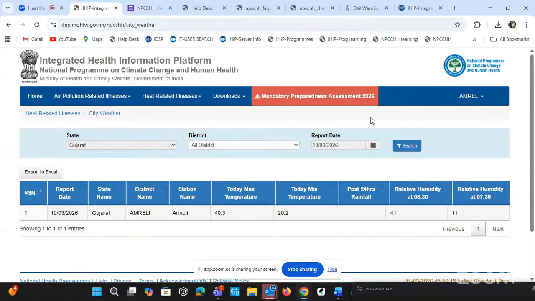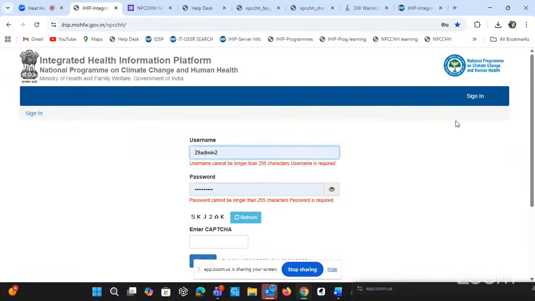Now I will log in as a state user. Bhupeshji, before that, can you show the mandatory assessment for district level users?